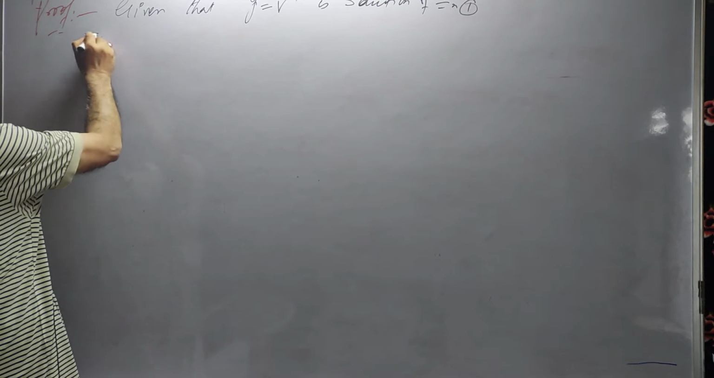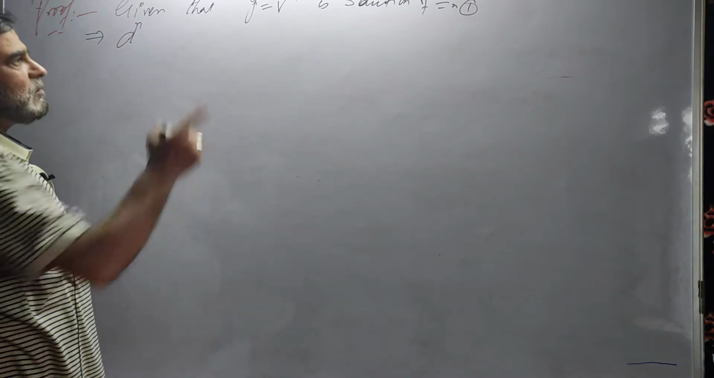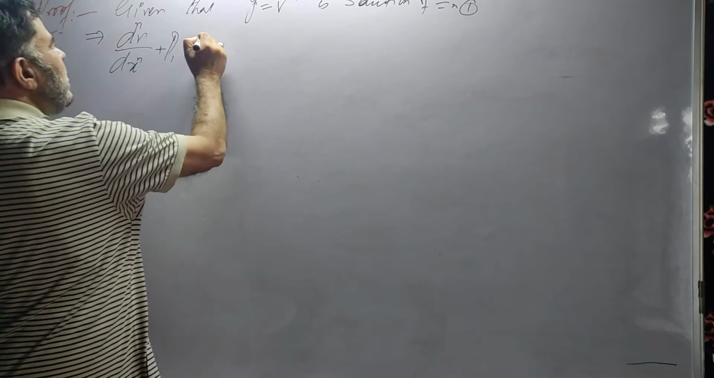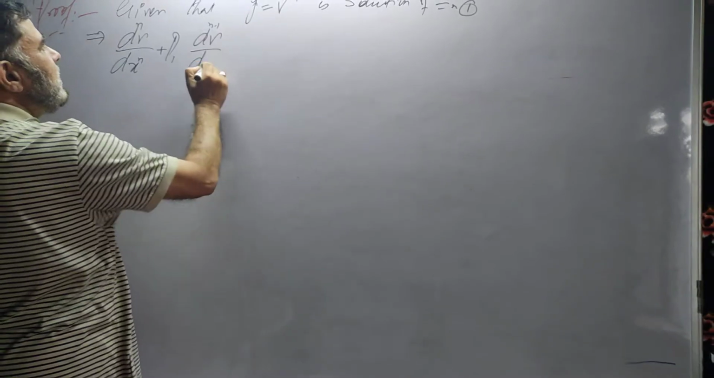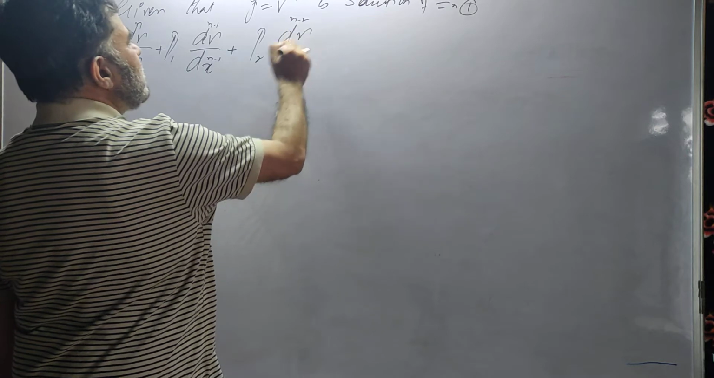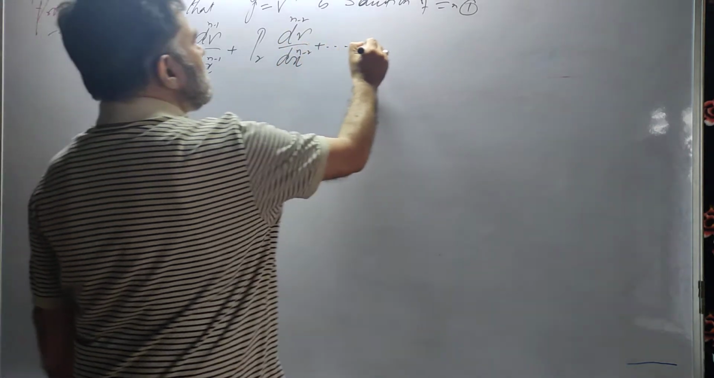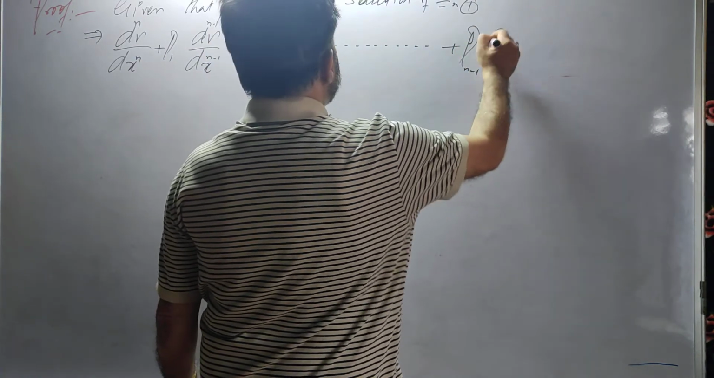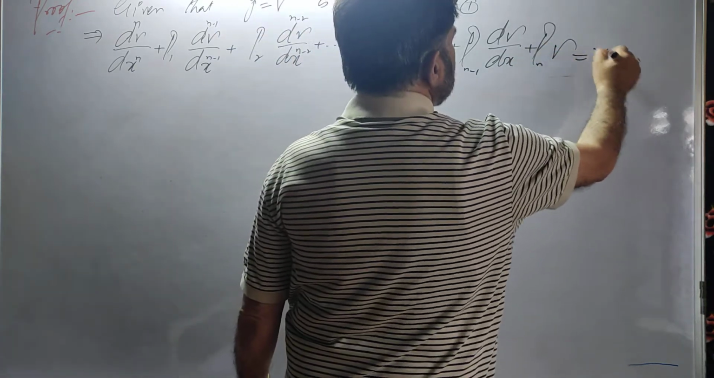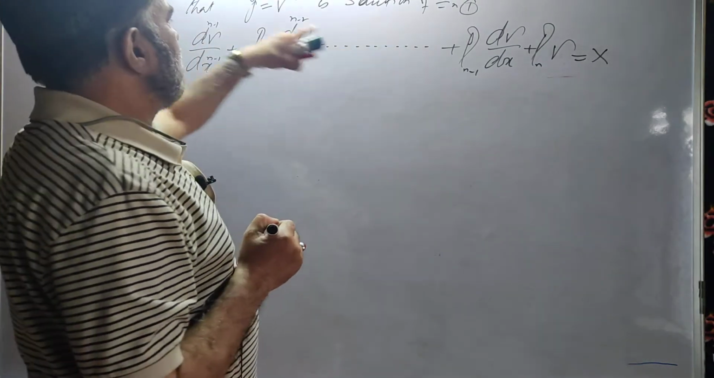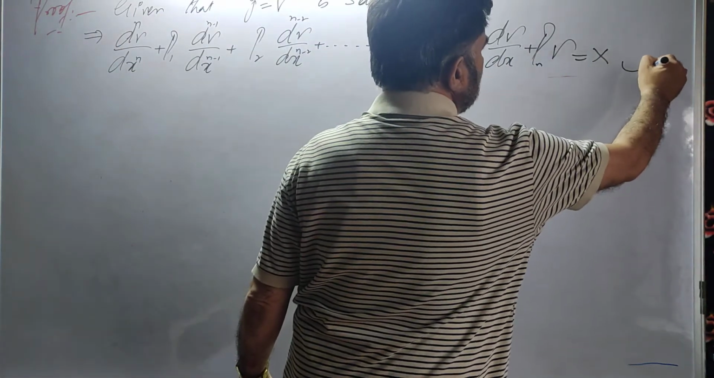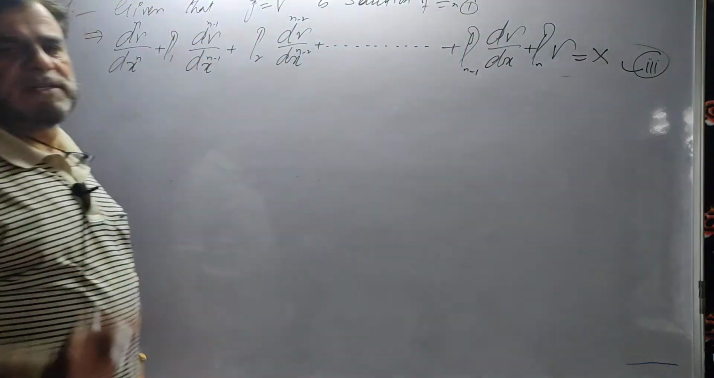What does this mean? This implies that, instead of writing y, you will now write v: dn v by dxn plus p1 dn minus 1 v by dx n minus 1 plus p2 dn minus 2 v by dx n minus 2 plus and so on, plus Pn minus 1 dv by dx plus Pn v is equal to x. This was your equation number 1, where we assumed that y is equal to v is a particular solution of this equation, so it will satisfy it. Name this now equation number 3.